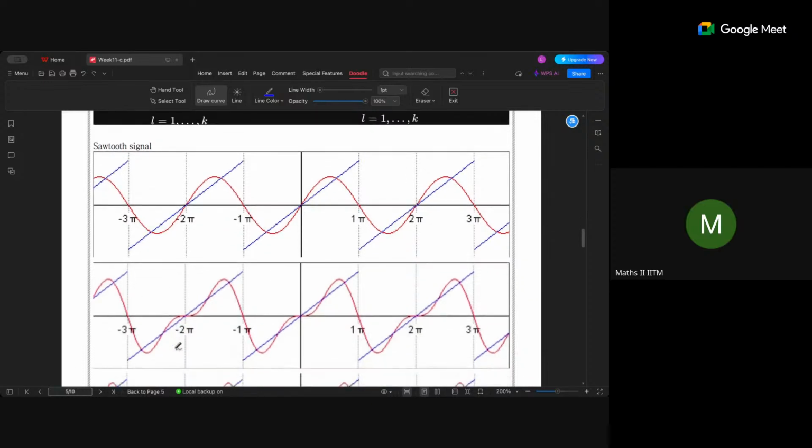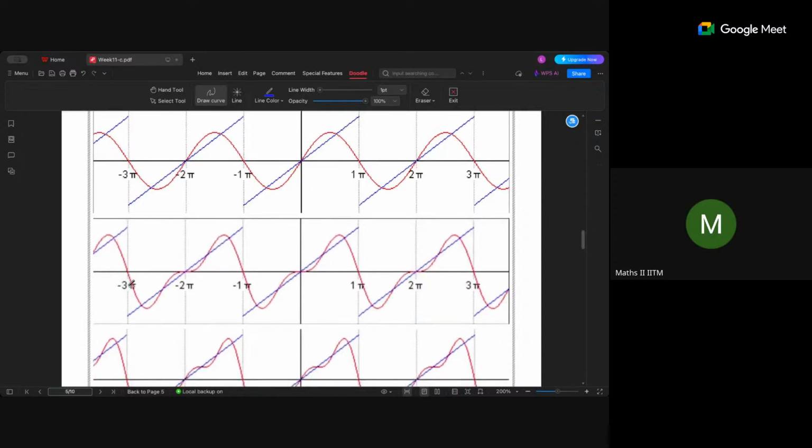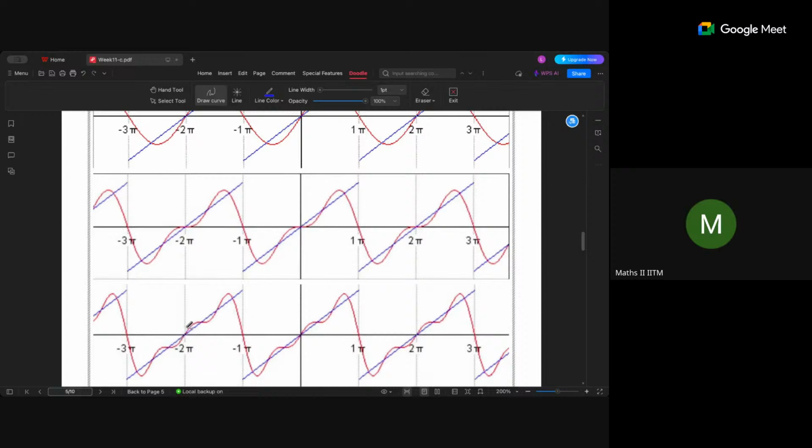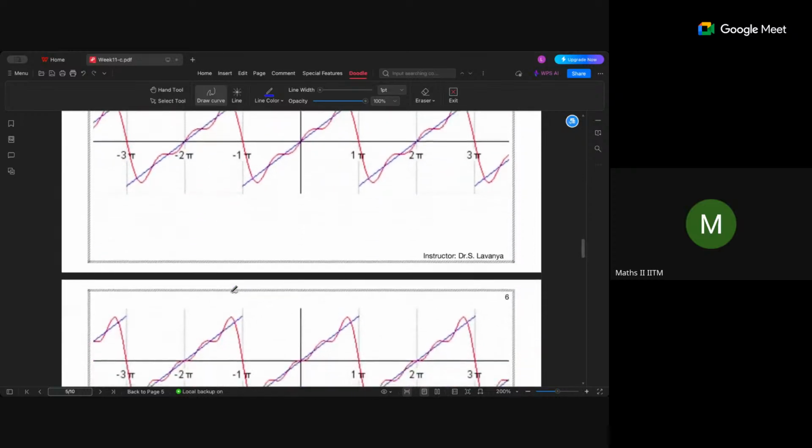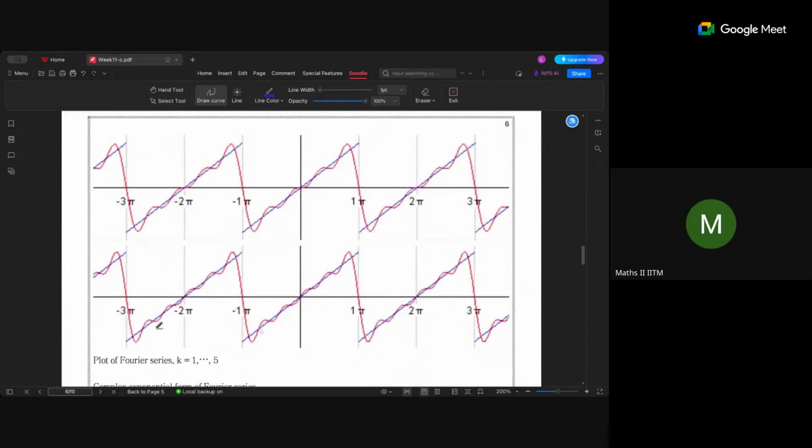Okay, now when the frequency is increased, you see what's happening, right? You have 2 bends here. Now when it is increased further, you have 3 bends here, even increased. Okay, so when k is equal to 1, 2, 5, you see how this xk is converging towards this line, right? So as the k value keeps increasing, this will converge to this periodic function, right?